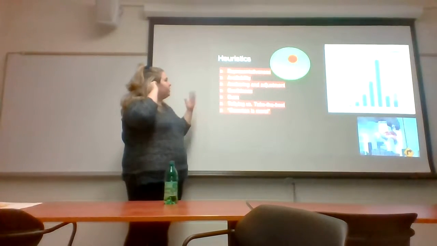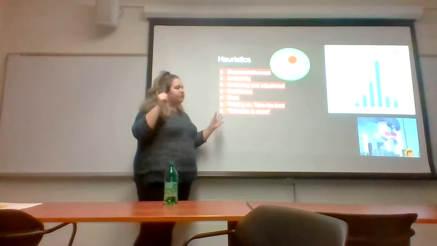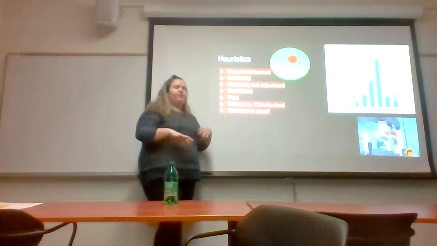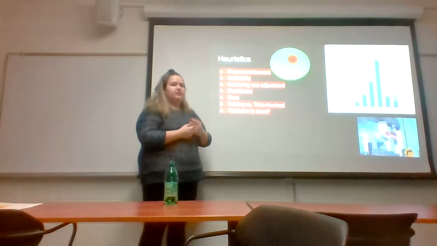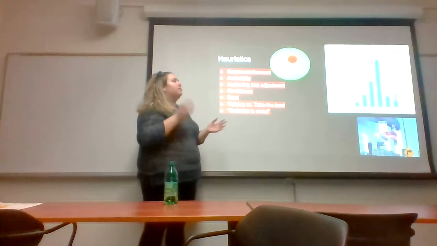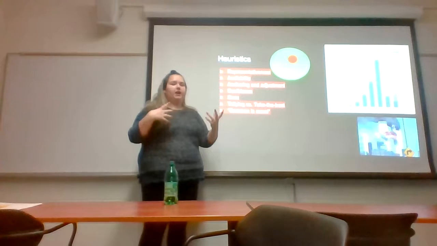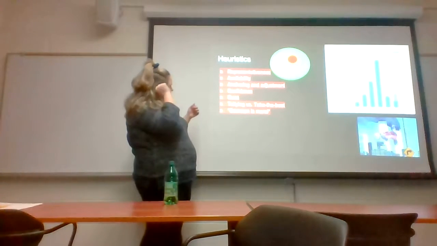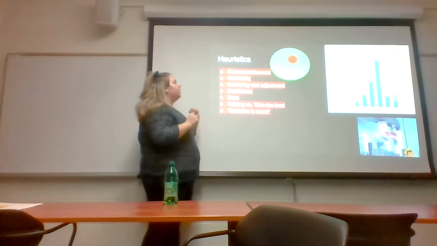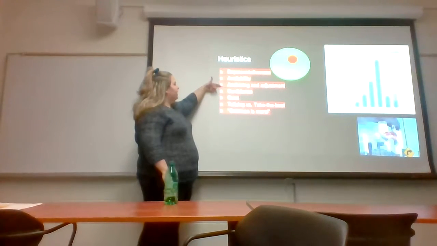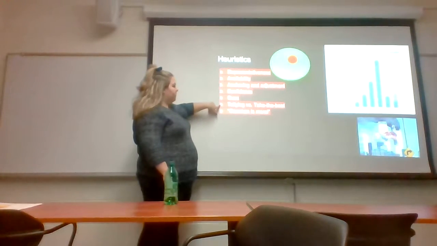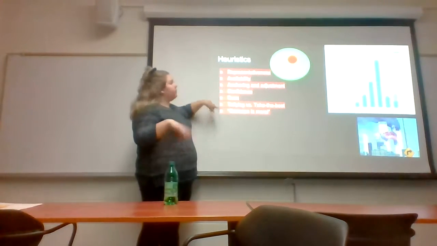I did my project on heuristics. Heuristics are fast and frugal ways of making decisions, but don't require all of the information that is in the environment. It just requires a little bit of information that you already have stored in your brain. The heuristics I'm going to talk about today are the representativeness, availability, anchoring and adjustment, confidence heuristic, the tallying, and the take the best, and then the common is moral.